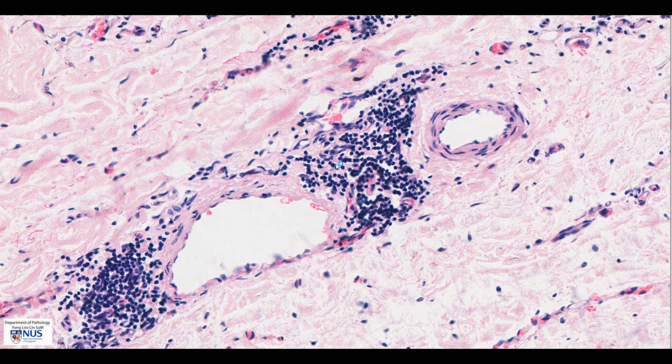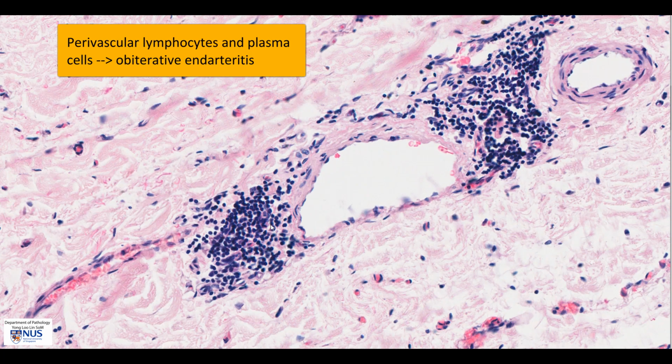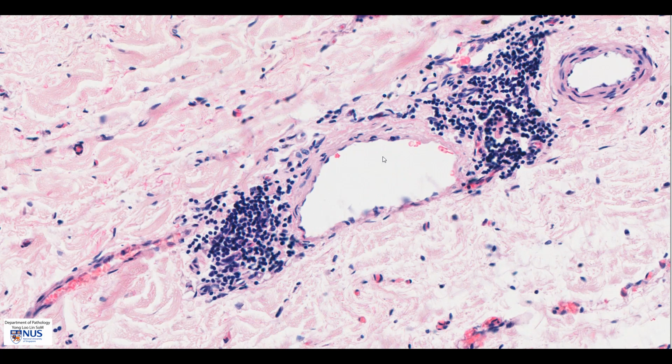And we can see that there are these lymphocytes around the blood vessels. And sometimes there are also plasma cells. This inflammation gives rise to obliterative endarteritis with intimal thickening and eventually obliteration of these small blood vessels.